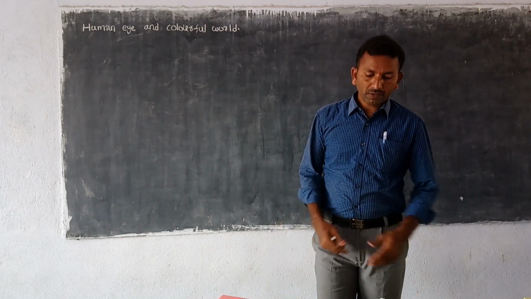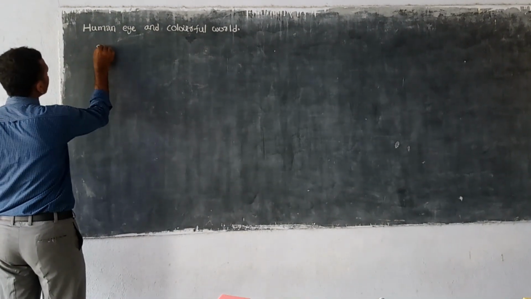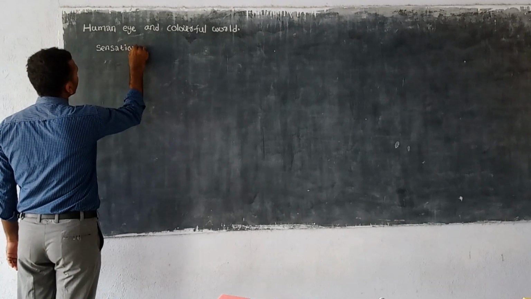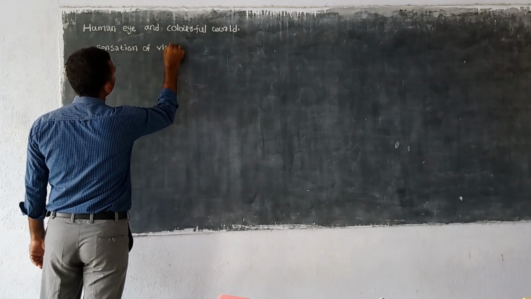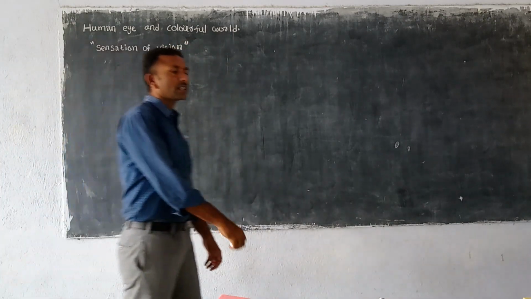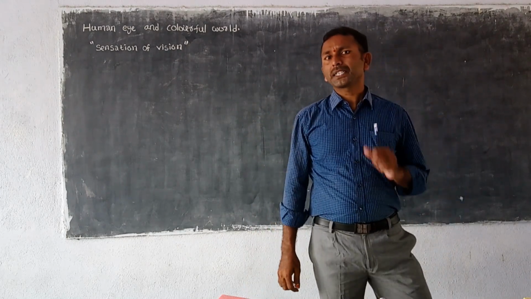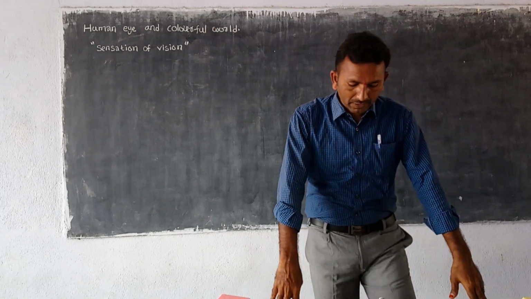Now here, on which principle does the human eye work? The human eye works on the principle of sensation of vision. So remember this: sensation of vision. The human eye is working on this principle only. If it is using one principle, some arrangement will be there. What is the arrangement? Let us see.